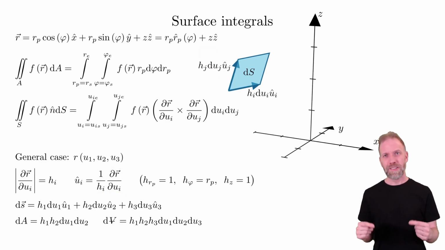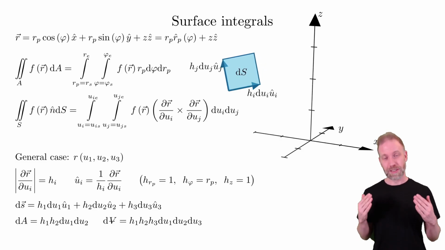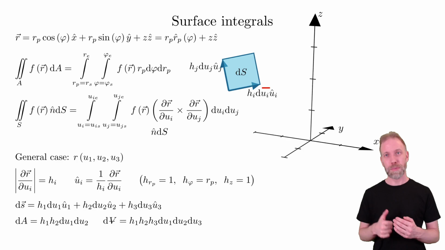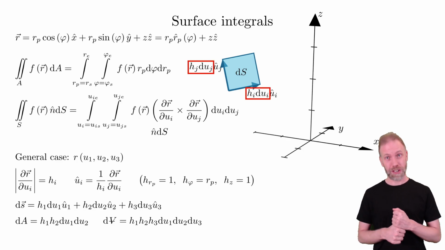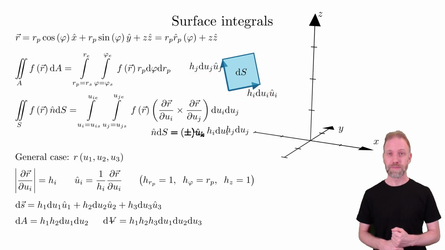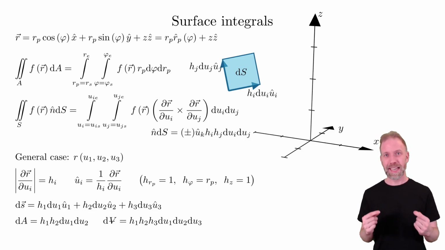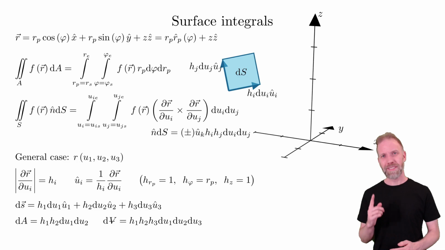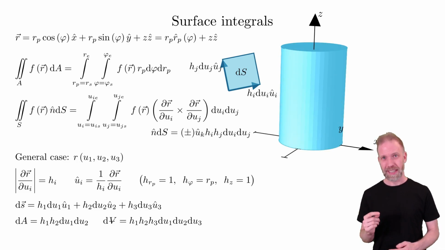Once again, we will use that this video is about orthogonal coordinate systems, which means that the vectors are orthogonal. The normal vector should be orthogonal to both, which then is in the third direction. Hence, we can write n hat dS as ± u_k hat times the area element. I have added a plus minus on the direction, as the direction of the third vector will depend on the surface.